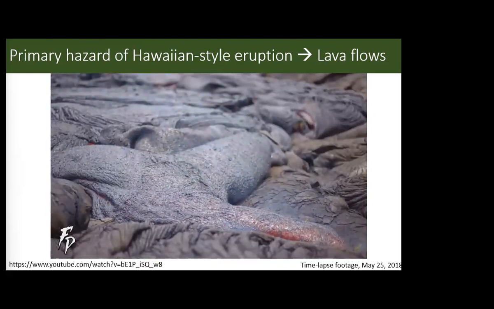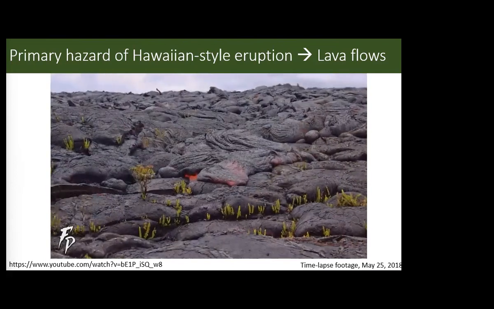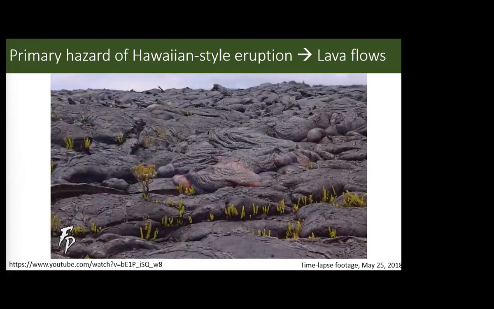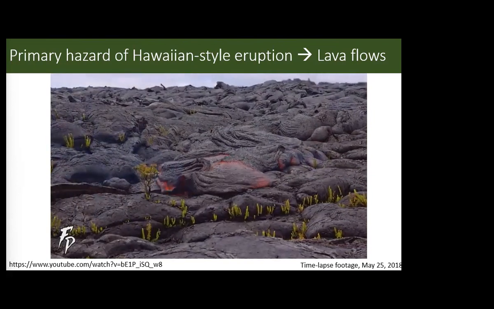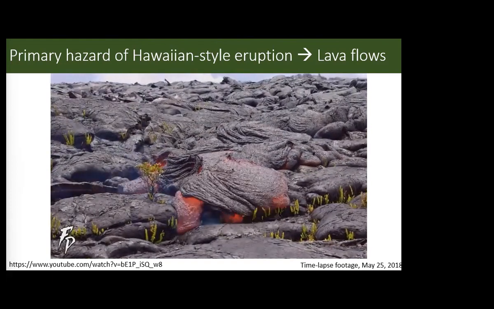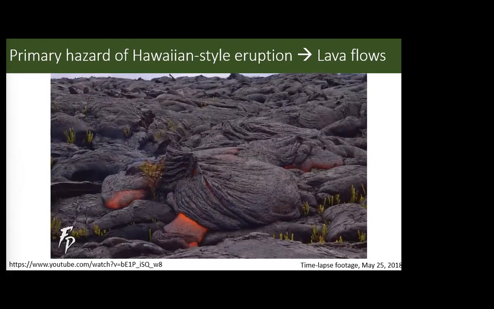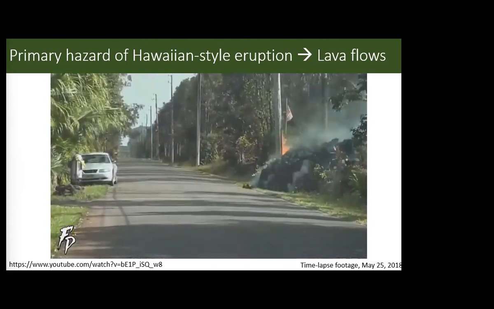So the primary hazard here is going to be the lava flow, and it's more of an annoyance and a nuisance than anything else. If you live on Hawaii, number one, it's really expensive. Number two, you definitely need to get volcano insurance, and it is different than fire insurance, we have found out.